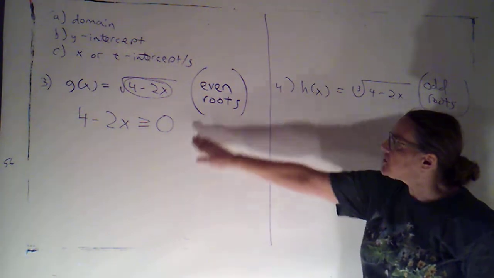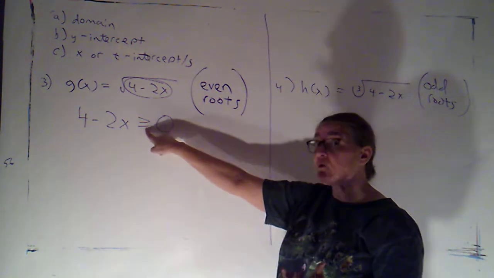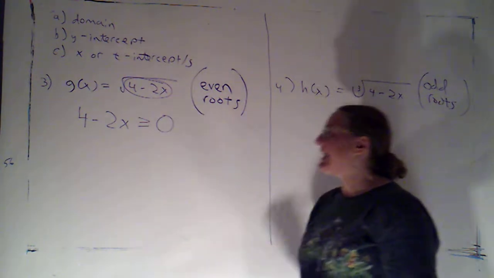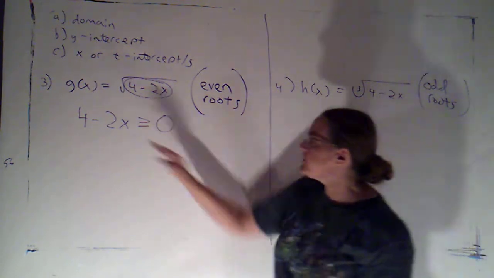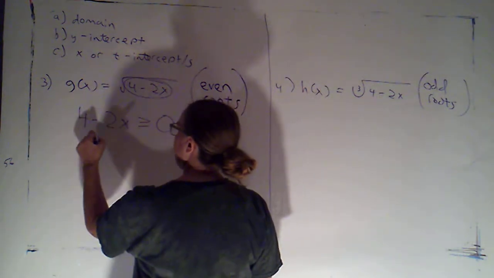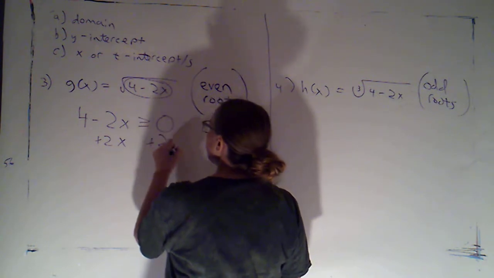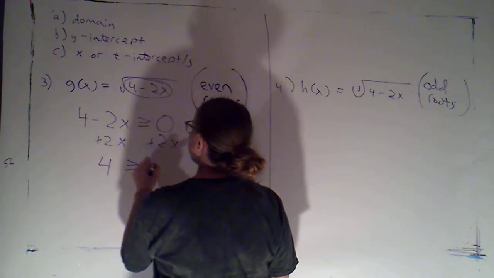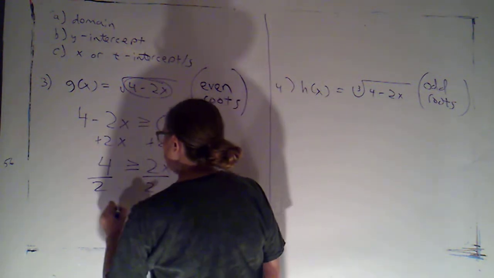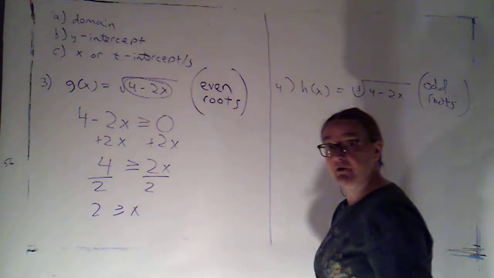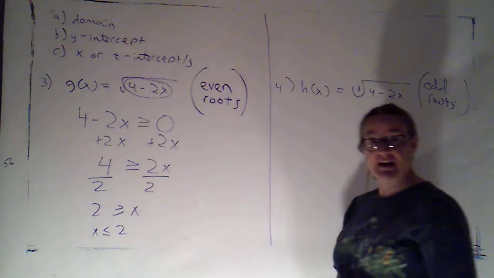All right. So I can write that down. It's an inclusive inequality because it can equal 0, but it can't be smaller than 0. It can't be negative. So then I would just solve this for x. So I could add the 2x over if I wanted to. And then I would have 4 is greater than or equal to 2x. Divide both sides by 2. 2 is greater than or equal to x, which is equivalent to x being less than or equal to 2.